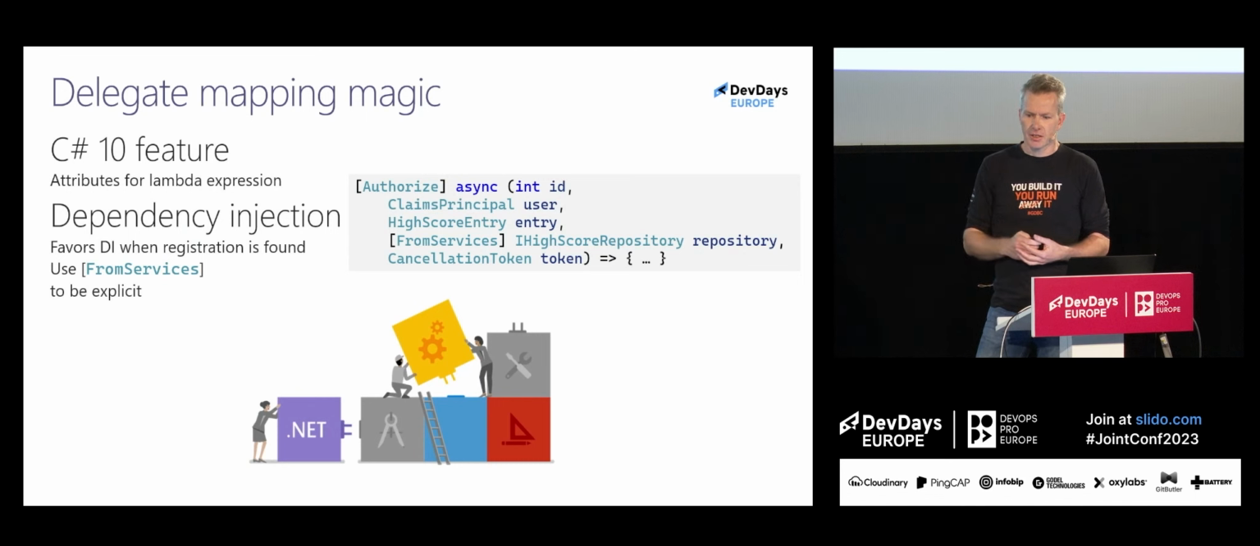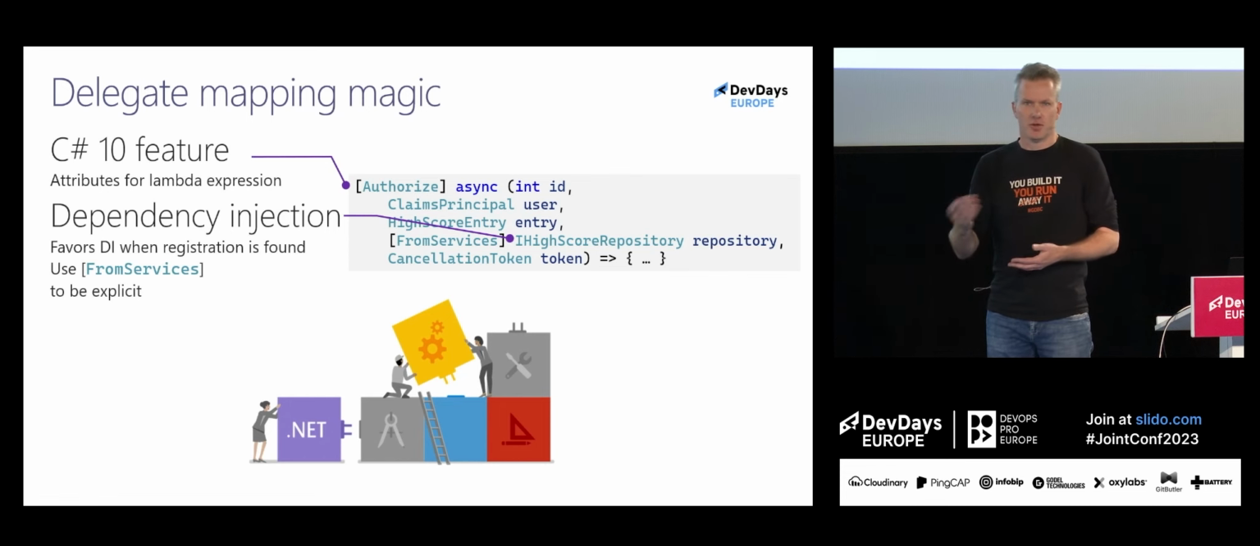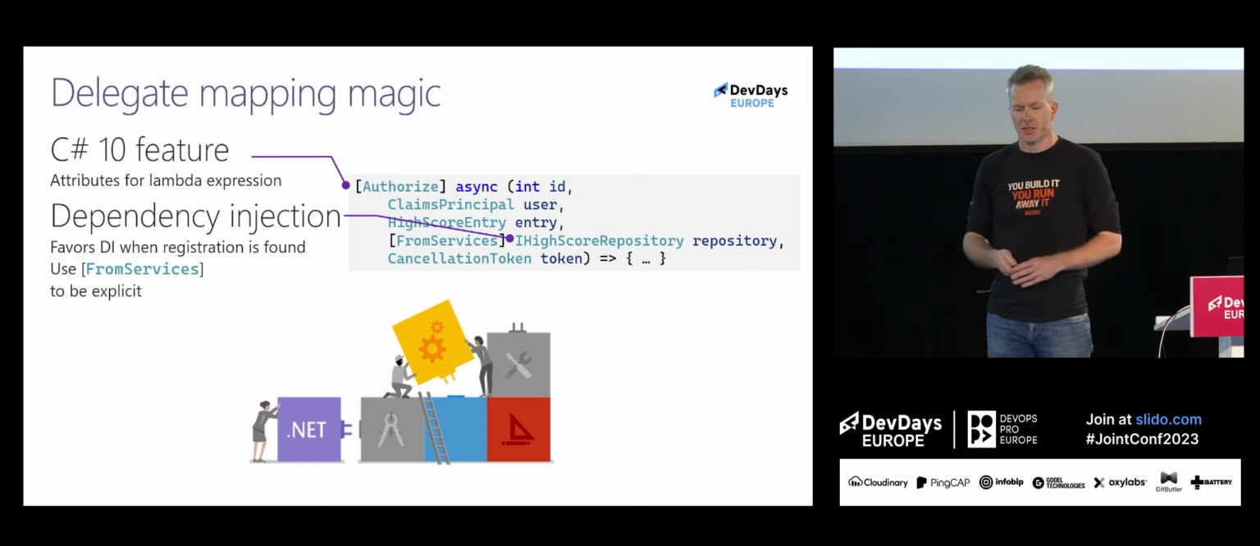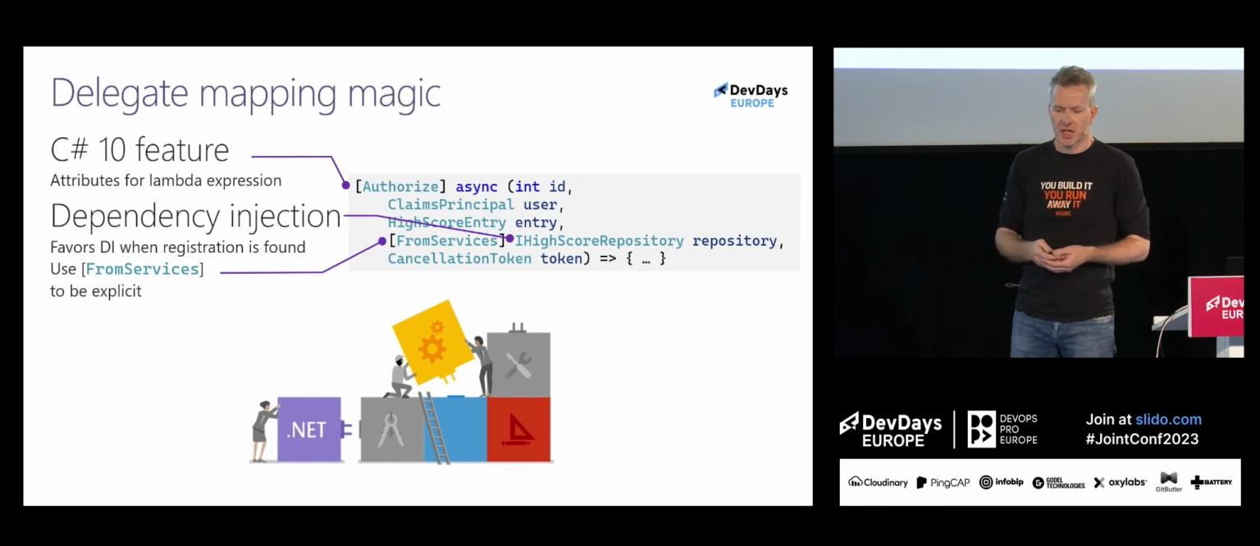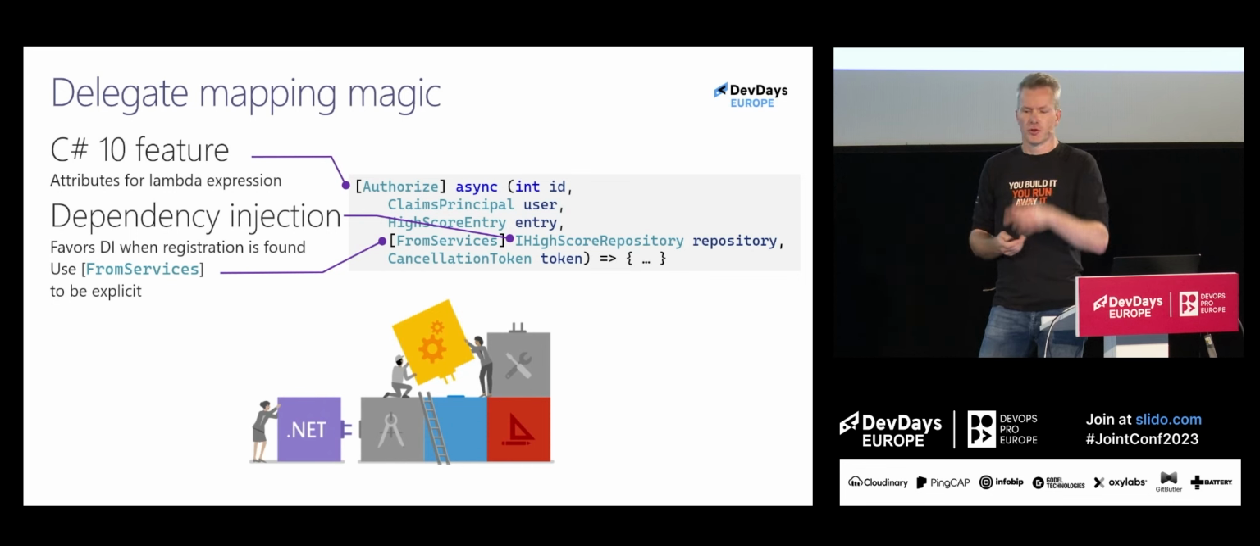Now the delegate mapping magic, we talked about the attributes, so that's kind of what is there, the authorize. It might also be endpoint summary or other things that you encounter there. And you have the dependency injection. So for example, this high score repository, the interface has been registered before, and it will pick up those things and see, okay, this is what I can match, so I will get it from the dependency injection system. Now the FromServices is to be explicit, so you can be very specific. Okay, this is what I want you to get from the services.